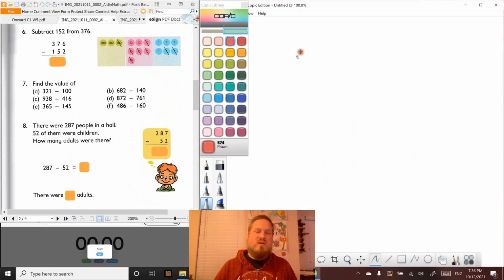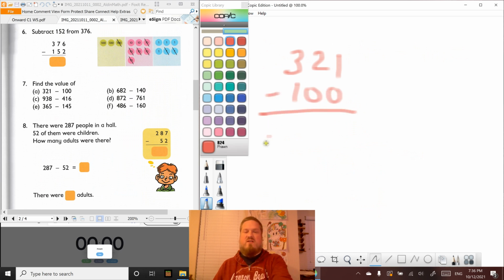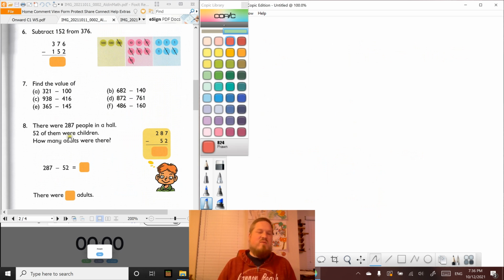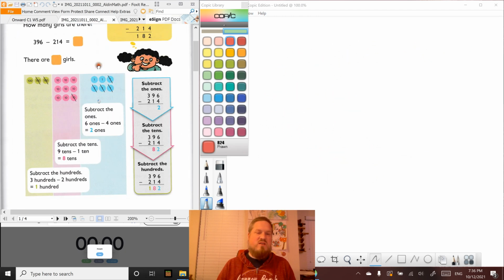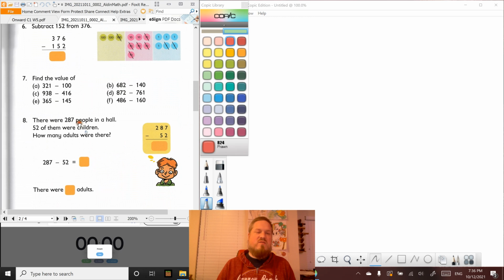Remember to write it out like this, like for problem A, 321 minus 100 equals, you'll write it out like that, and then you'll write the answer down here, whatever it is. Your answer shouldn't look like that, it should look like numbers. Okay, problem 8, this is kind of like the problem we discussed up here with the boys and the girls. Now they're going to do it different.